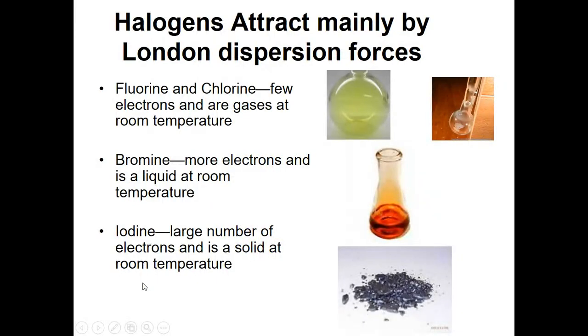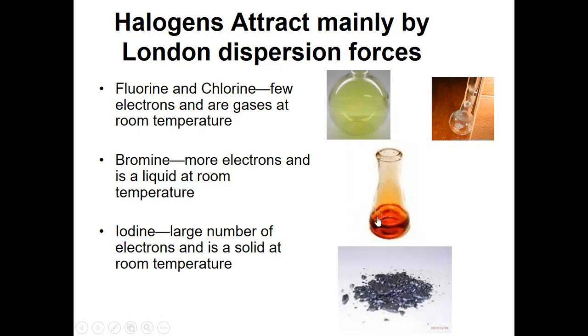Okay, and what he was also showing you in the video is that these forces explain the states of matter we see with the halogens. Fluorine and chlorine have very few electrons. They have very small London dispersion forces in comparison to other halogens, and these will be gases at room temperature. Bromine has more electrons, and it will have a more noticeable London dispersion force, and this is a liquid at room temperature as a result.